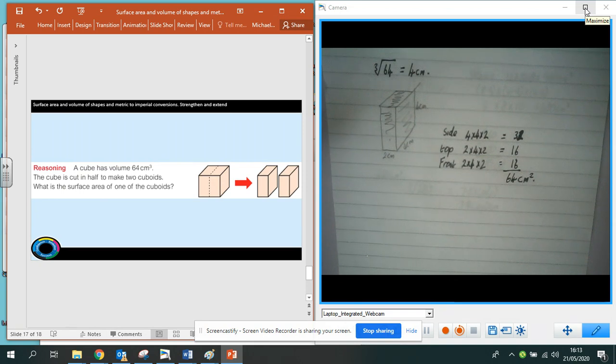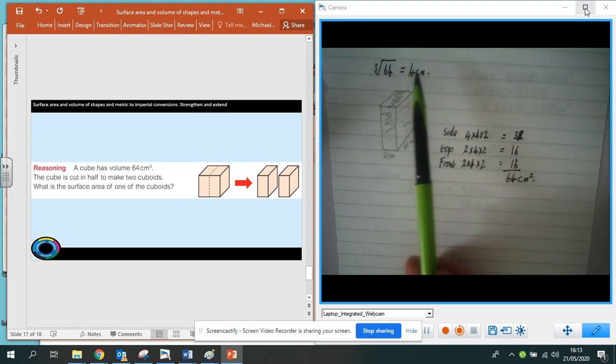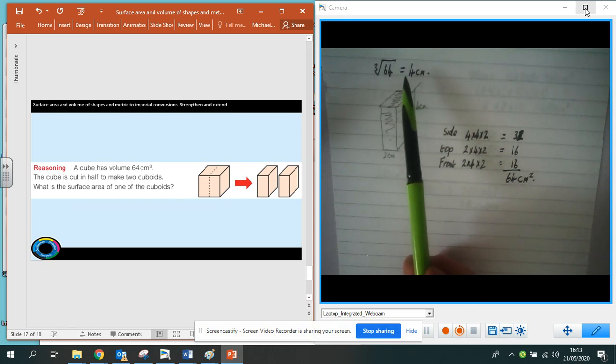Okay, so here's my very rough diagram, and here is what I did. The first thing I did was I had to find out what the length of the side was. Now I know that if it's a cube, all the sides are the same length. So I'm looking for a number multiplied by itself and then multiplied by itself again that makes 64. The mathematical term for this is the cube root. So it's like the square root sign, only with a little 3 there. And the cube root of 64 is 4. 4 times 4 is 16.